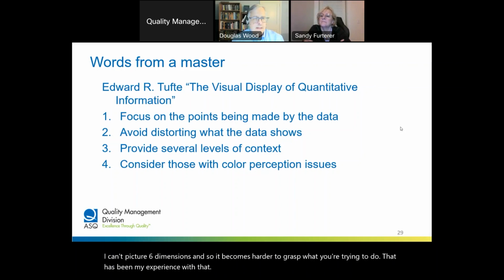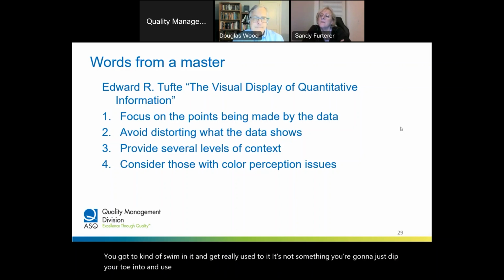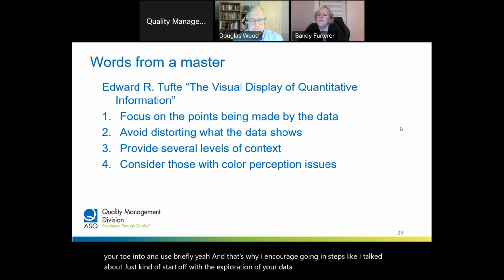So yeah, it's a great tool, but you've got to kind of swim in it and get really used to it. It's not something you're going to just dip your toe into and use briefly. Yeah, and that's why I encourage going in steps, like I talked about. Just start off with the exploration of your data and try several different views of your data. Run charts, maybe putting in a trend line, doing the histogram, and then build up to those types of graphs.